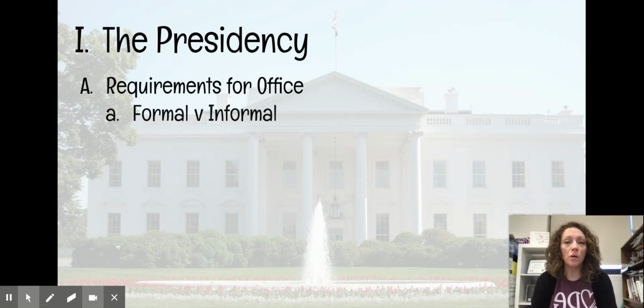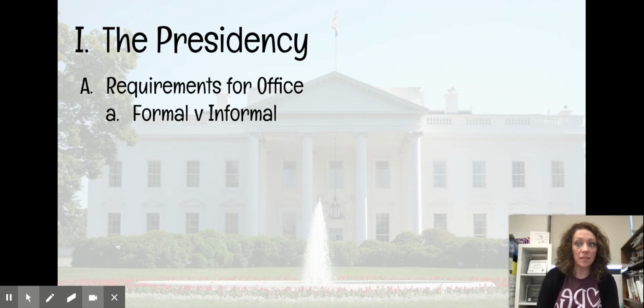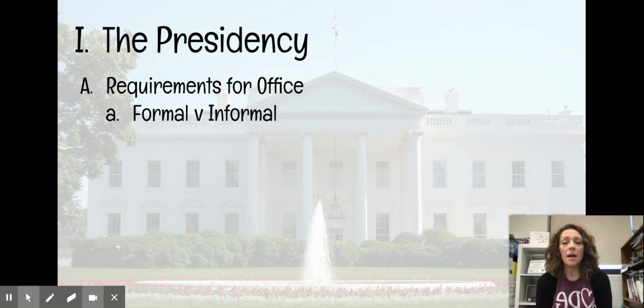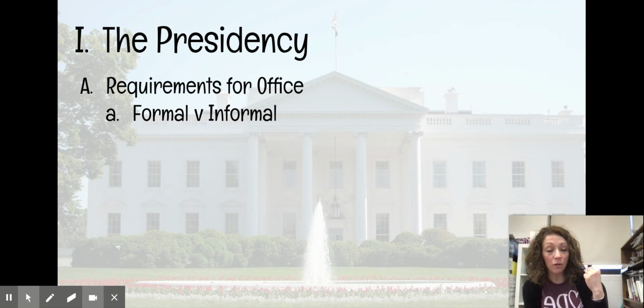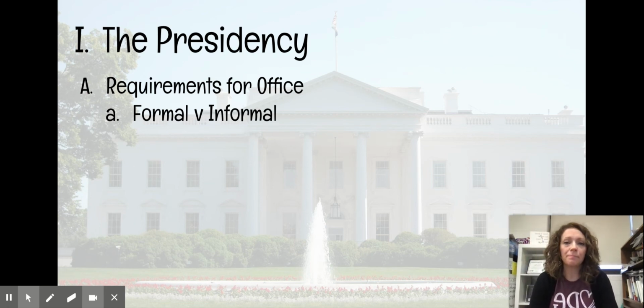We have formal requirements. If something is formal, that means that it's specific, it's concrete. In this sense, our formal requirements for president can be found in the Constitution. They are, you have to be at least 35 years old. You have to be a natural born citizen, meaning you have to be born in the United States or a territory. And you also have to be a resident of the United States for at least 14 years. Okay, so those are the three formal requirements to be president.